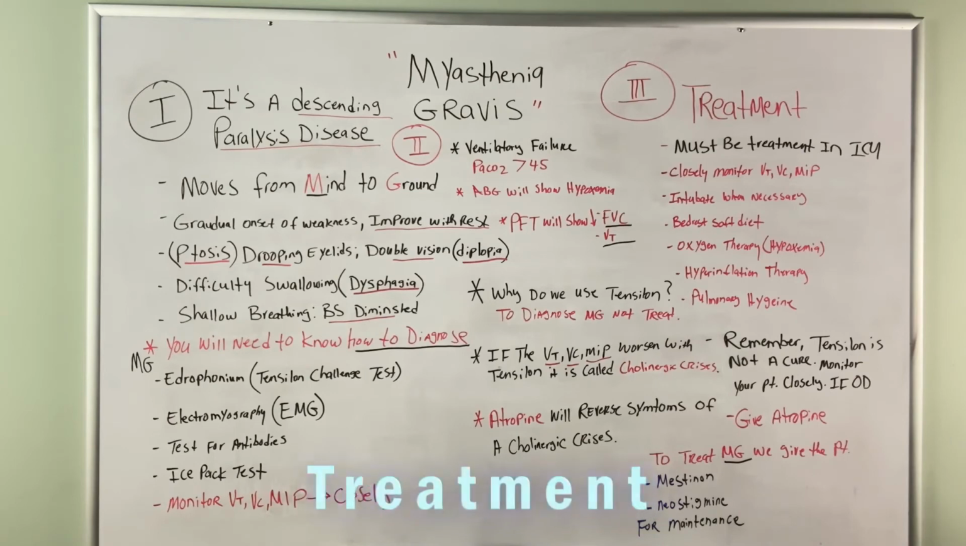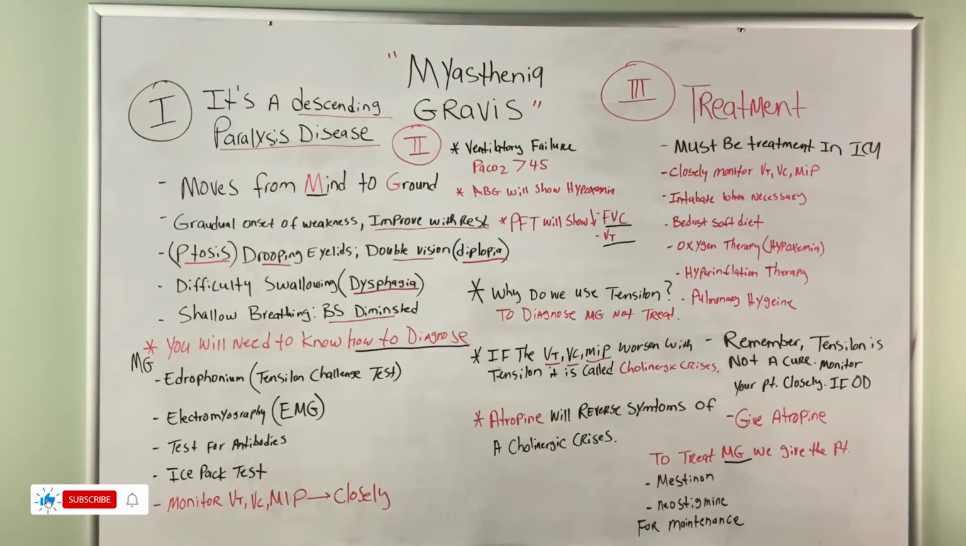Also, for the treatment of myasthenia gravis, these patients must be treated in the ICU. You cannot treat them on the floor or leave them in the ER. They must be transferred to the ICU, and you will see that again. In the ICU, we closely monitor everyone, but we want to closely monitor, again, the tidal volume, vital capacity, and the MIP. As much as I say that, you should be wrapping your hands around it. Closely monitor the tidal volume, vital capacity, MIP.